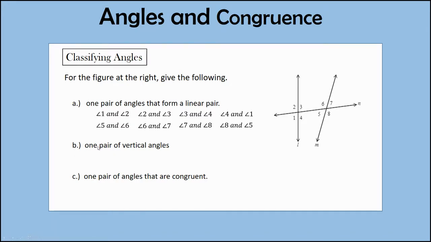Question B, name a pair of vertical angles. If I just have to name one pair, 1 and 3 are vertical. You have this set of straight lines that intersect. 1 and 3 are across from each other. Well, 2 and 4 are also across from each other. If I come over here, 5 and 7 and 6 and 8, these are all vertical angles. You only had to pick one. Part C says, name a pair of angles that are congruent. If you remember what we said on the last slide, all vertical angles are also congruent. So any one of these pairs of vertical angles is also going to have the same exact measure.